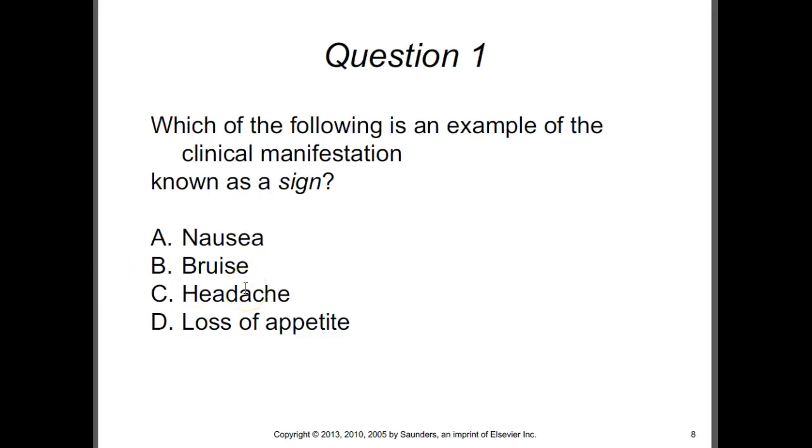Right, so a good question: which of the following is an example of a clinical manifestation known as a sign? Nausea, bruise, headache, or loss of appetite? So obviously nausea, not something that we can see. Headache, again, not something you can see. Loss of appetite, not something you can see. So that one is definitely going to be a bruise. That's something visible, a visible sign. So we know that this is something that we can objectively see.